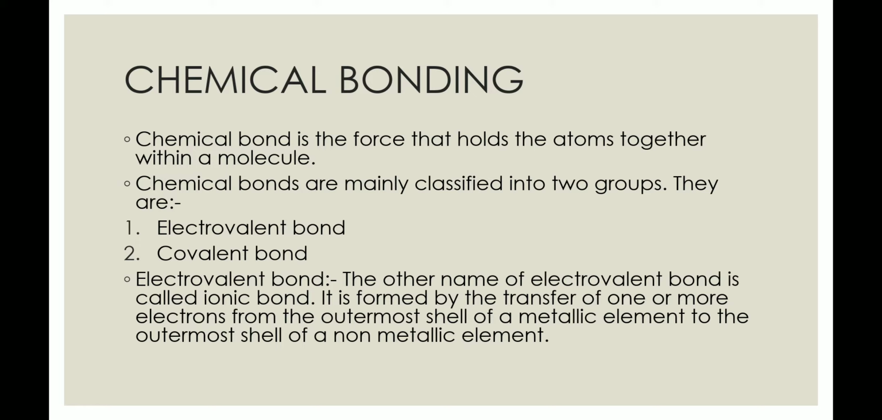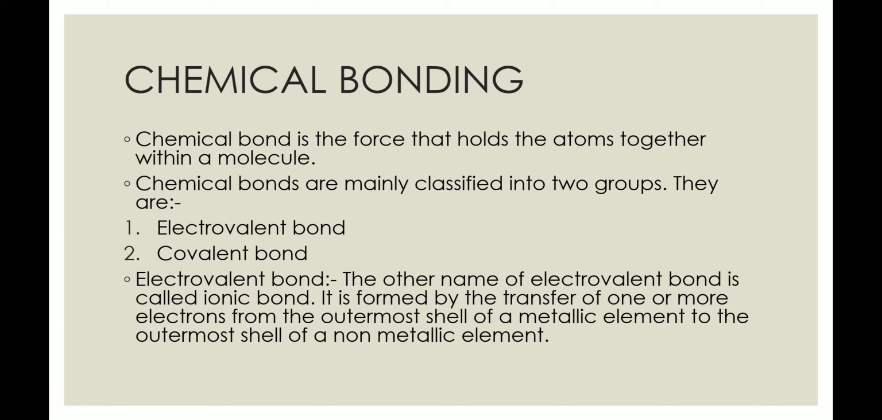Chemical bonds are mainly classified into two groups. They are electrovalent bond and covalent bond. Now let us know what is electrovalent bond. The other name for electrovalent bond is ionic bond.